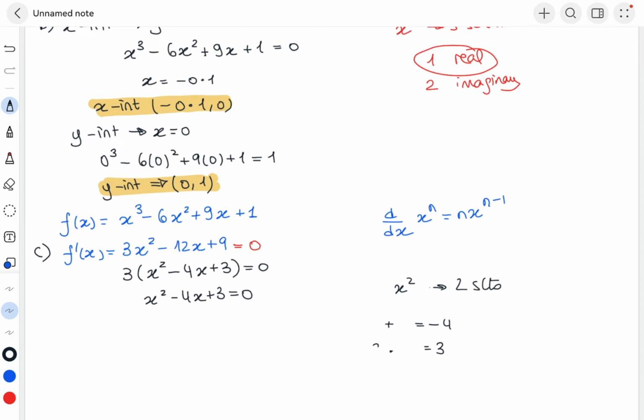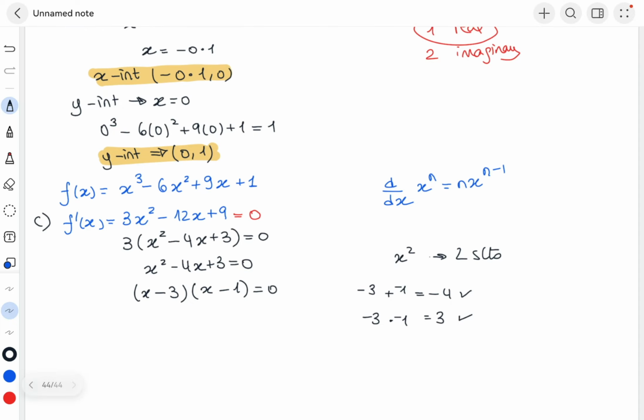Let's try, for example, 3 and 1. If we had 3 and 1, they would satisfy the multiplication but would not satisfy the addition. What if we had negative 3 and negative 1? They satisfy the multiplication because negative 3 multiplied by negative 1 is 3, and they satisfy the addition: negative 3 plus negative 1 is negative 4. So our factors will be x minus 3 and x minus 1. How to make sure? You can distribute it and you'll get the above equation.